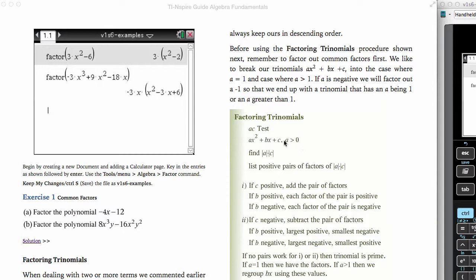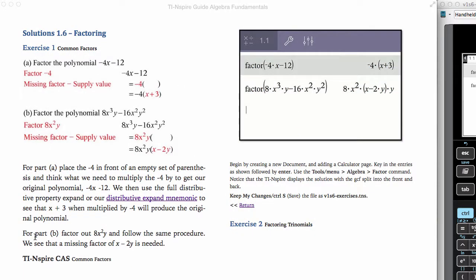Let's go ahead and take a look at this blank technique. Exercise 1 asks us to factor minus 4x minus 12 and 8x cubed y minus 16x squared y squared. So let's click on this link. Okay, here we show that we can pull out the minus 4. So we say minus 4 times what is going to give us minus 4x plus 12. So this is going to have to be the x to get the minus 4x, and this is going to have to be the positive 3.